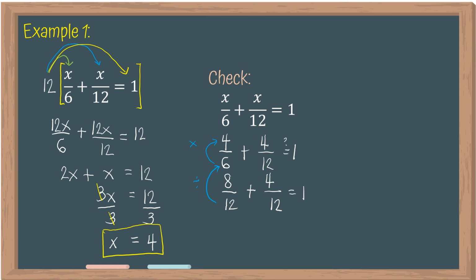Okay, so we're going to check pa if they are really equal. So, since they are similar fractions na, pwede na nating i-perform yung operation, which is addition. So, 8 plus 4, that will be 12. And then, copy the denominator, which is 12. And then, let's check if that is equal to 1. So, what is 12 over 12? Correct. So, 12 over 12 is equal to 1. And that is equal to the right side value ng ating equation, which is also 1. And that makes our answer correct.